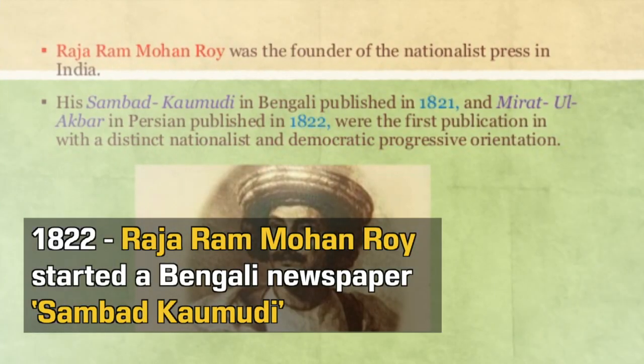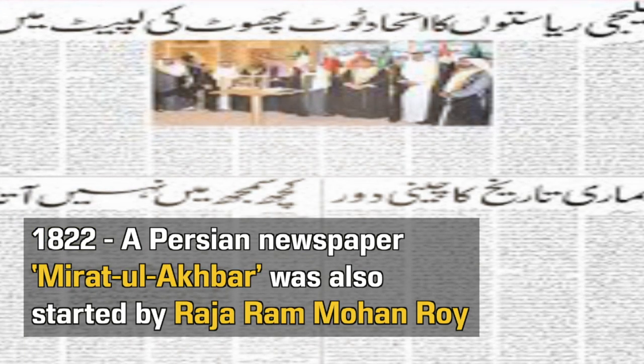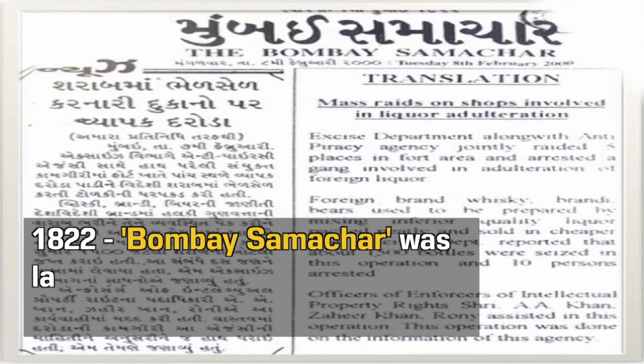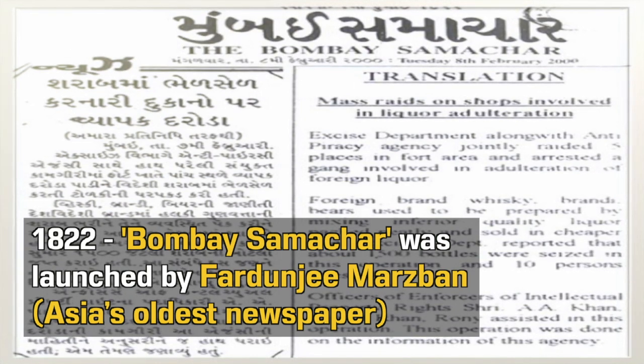1822, Raja Ram Mohan Roy started a Bengali newspaper, Sambad Kaumudi. 1822, a Persian newspaper, Miratul Akhbar, was also started by Raja Ram Mohan Roy. 1822, Bombay Samachar was launched by Fardunjee Marzban, Asia's oldest newspaper.